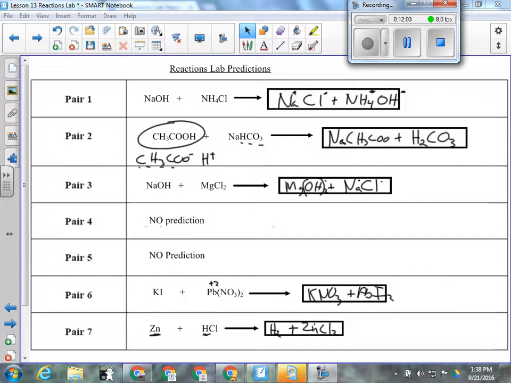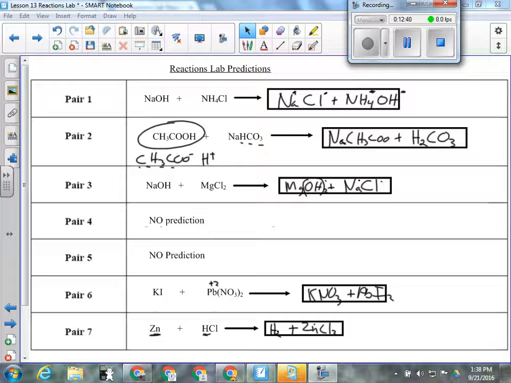Now, when we were across there in the lab, we got to discuss a couple of the observations. First off, in pair 1, where we mixed sodium hydroxide and ammonium chloride, what was our most important observation there? What happened in that one? It had a really strong smell, which means it produced what? It made a gas. That's not how we predicted it, though. We predicted this as a double replacement reaction. It is a double replacement reaction, but it's not a strict double replacement reaction.